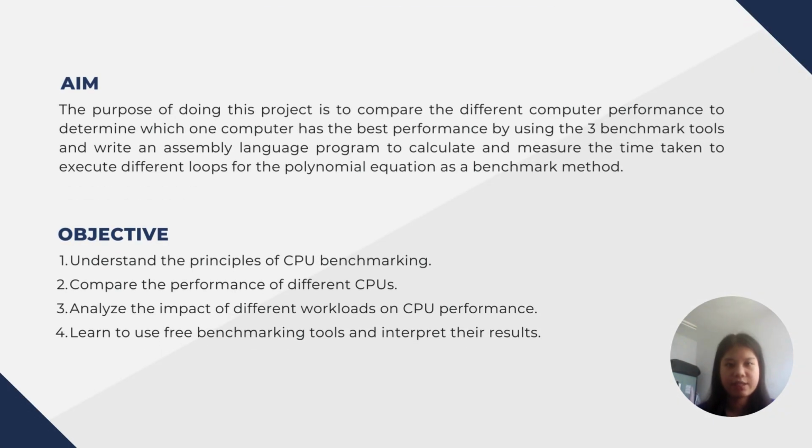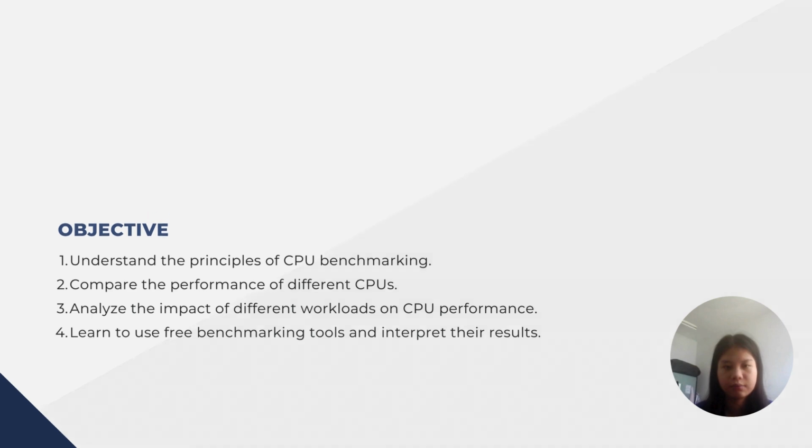The aim of this project is to compare different computer performance and write an assembly language to execute a program. And we have four objectives. The first one is to understand the principles of CPU benchmarking. Second one is to compare the performance of different CPUs. The third one is to analyze the impact of different workloads on CPU performance. The fourth one is to learn to use free benchmarking tools and interpret their results.